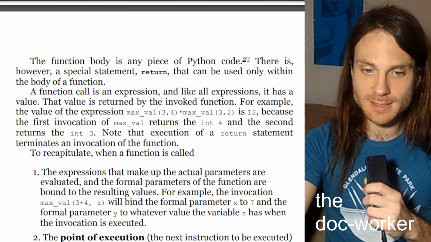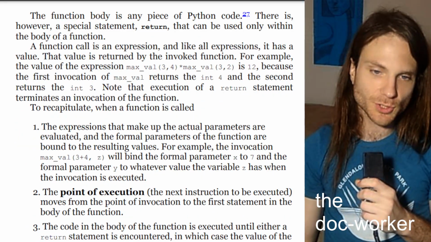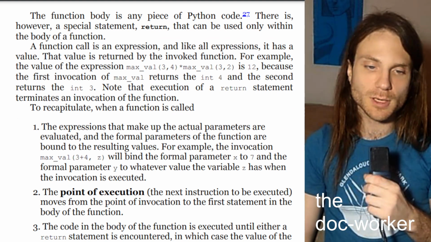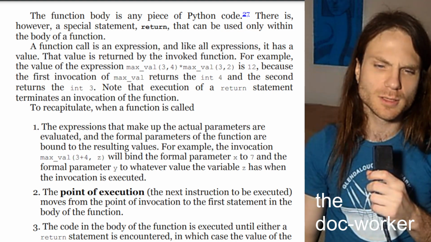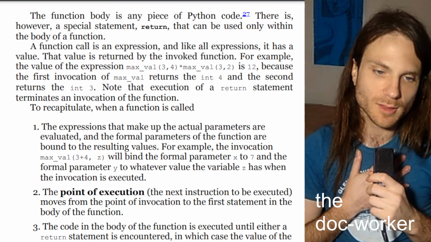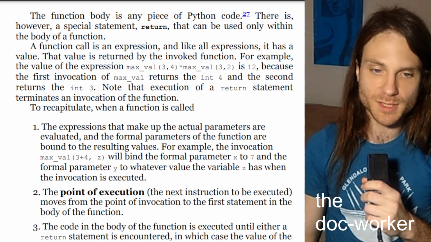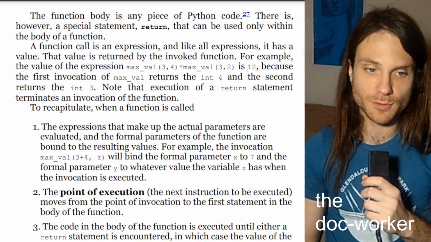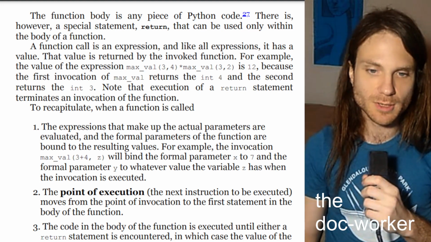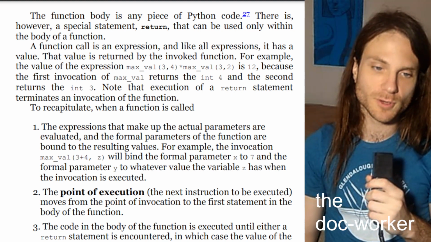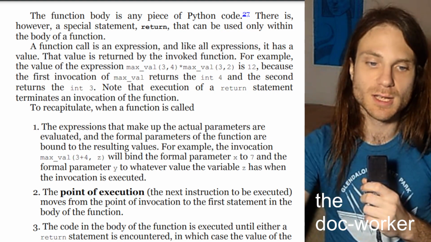The function body is any piece of Python code. There is, however, a special statement, return, that can be used only within the body of a function. Because a function call is an expression, and like all expressions, it has a value. That value is returned by the invoked function. For example, the value of the expression max_val(3, 4) times max_val(3, 2) is 12, because the first invocation of max_val returns the integer 4, and the second returns the integer 3.